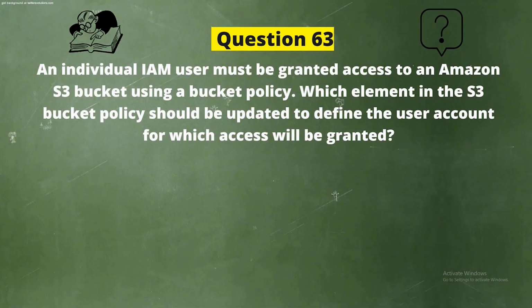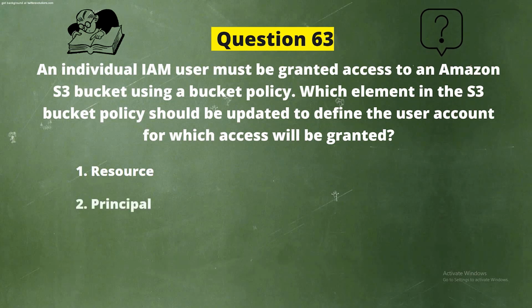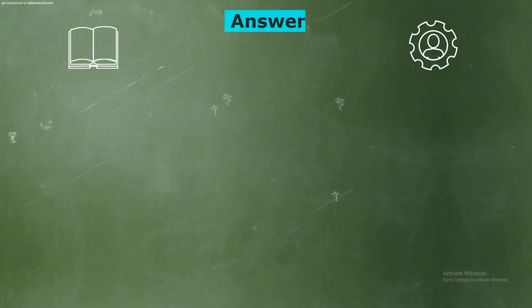Next question. An individual IAM user must be granted access to an Amazon S3 bucket using a bucket policy. Which element in the S3 bucket policy should be updated to define the user account for which access will be granted? And the options are: Option 1. Resource. Option 2. Principal. Option 3. Condition. Option 4. Action. And the correct answer is option 2.